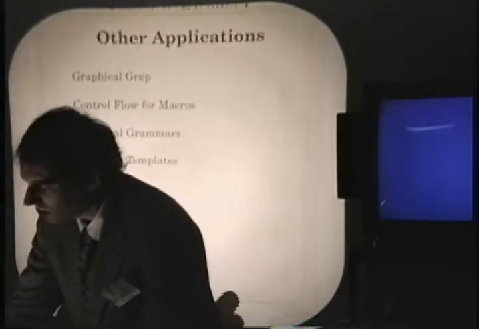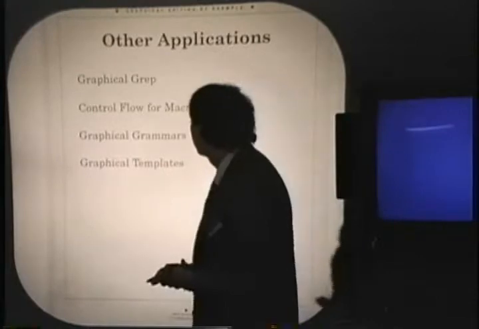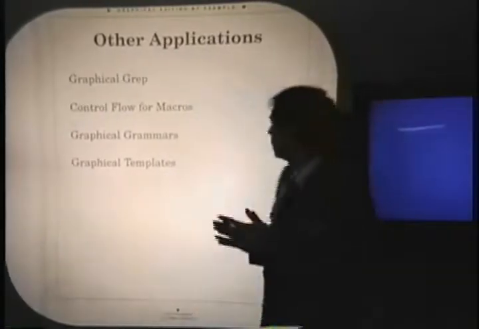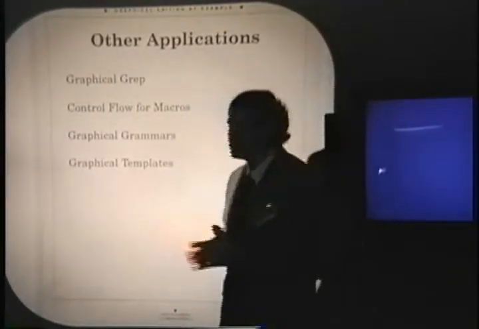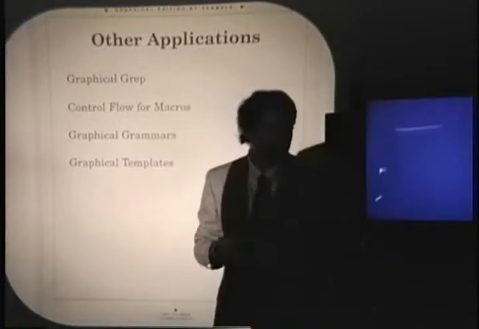So graphical search and replace can be used for a number of other applications aside from just making simple repetitive changes to a graphical document. We've used graphical search as part of a graphical grep mechanism. We created a facility that allows us to search through graphical scene files for a particular set of shapes.